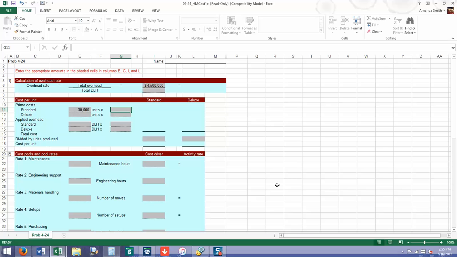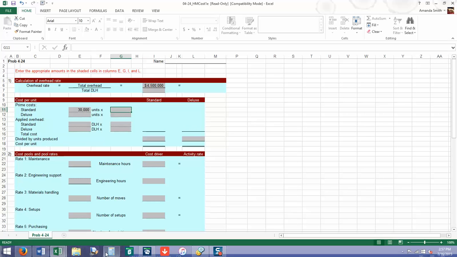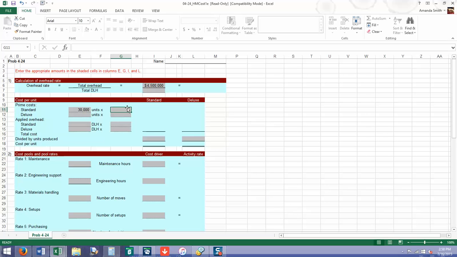To calculate the prime cost, you're going to take the number of units produced. To find the amount that goes over here, you're going to take the overhead and divide it by the number of units. So in this case, it would be $4.5 million divided by 30,000 gives you 150. So this would be 150. You would follow the same procedure for the deluxe.